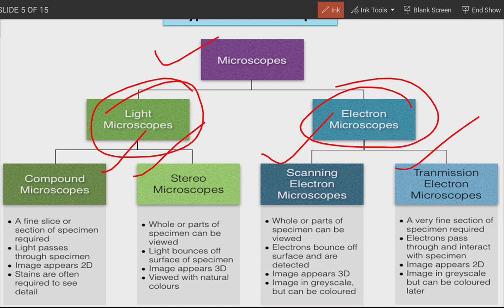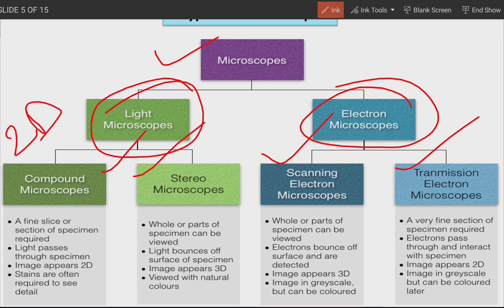If I talk about the compound microscope, a fine slice or section of the specimen is required. The light passes through the specimen. The image appears 2D. Stains are often required to see details. This is about the compound microscope, where light needs to pass through the specimen. The image that you get from the compound microscope is a 2D image.